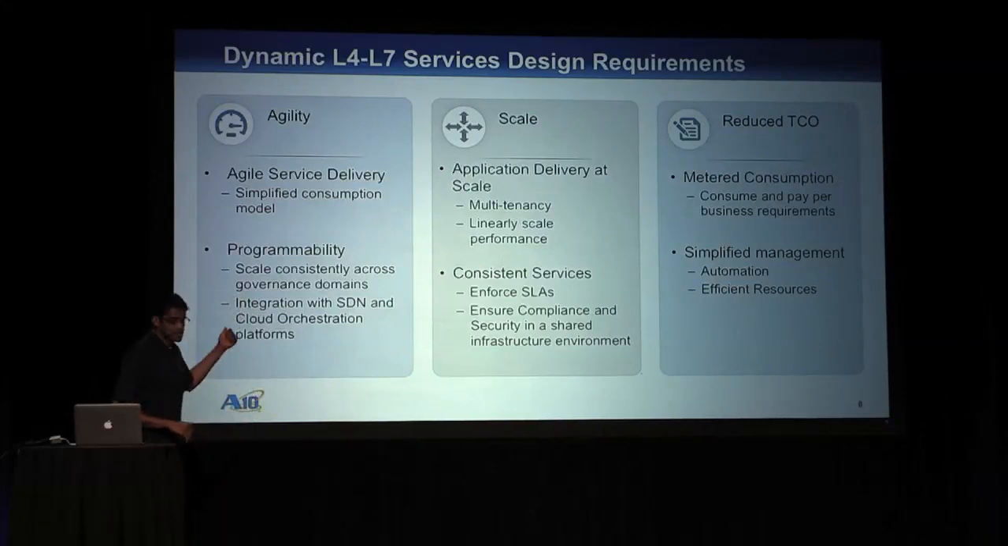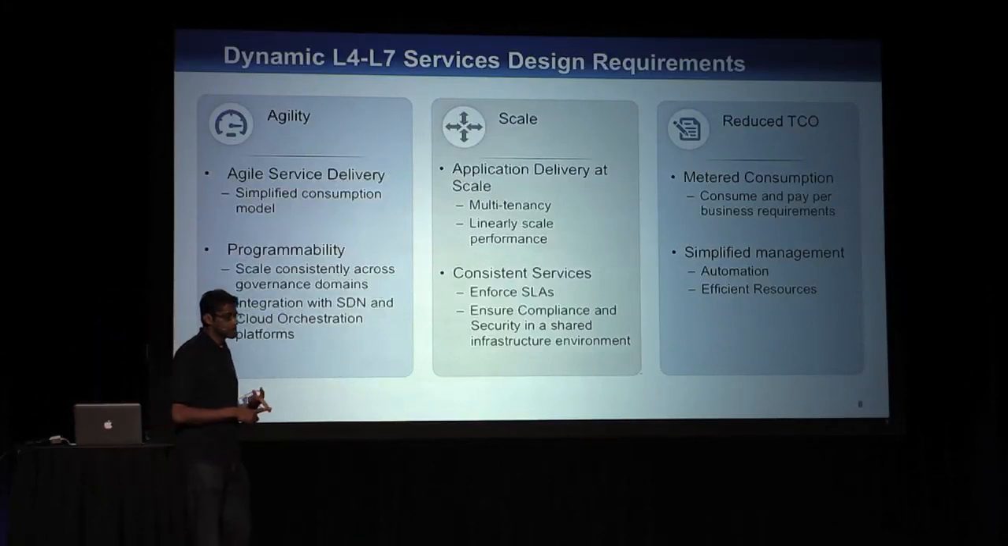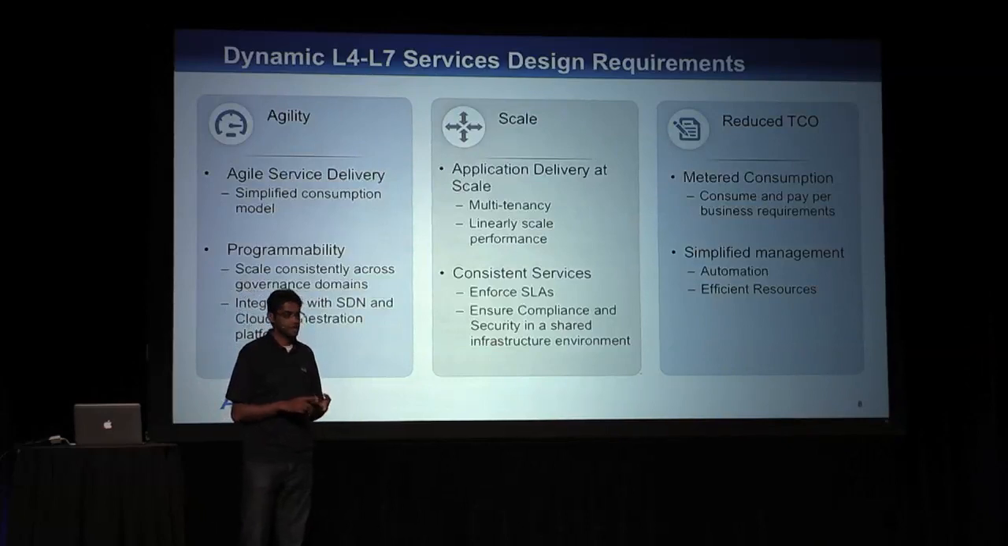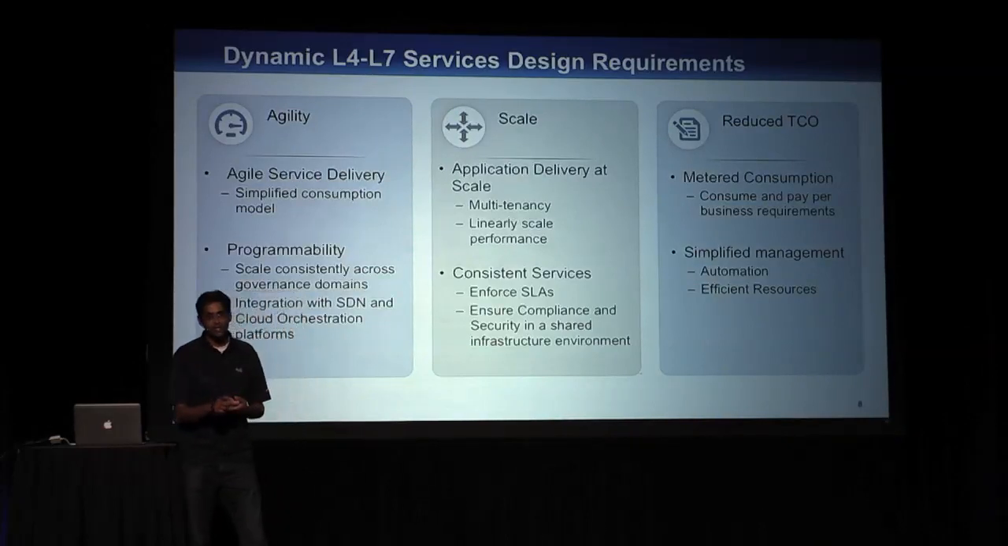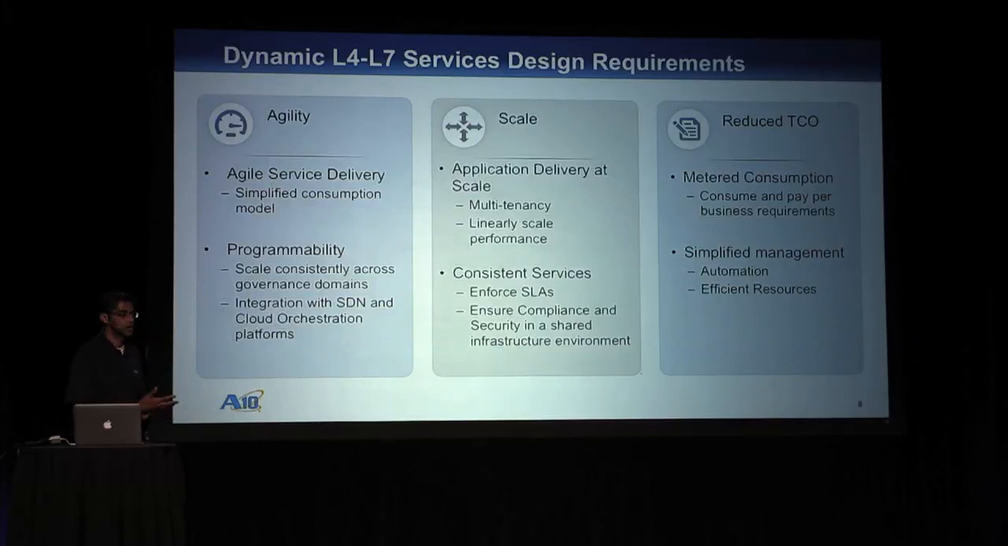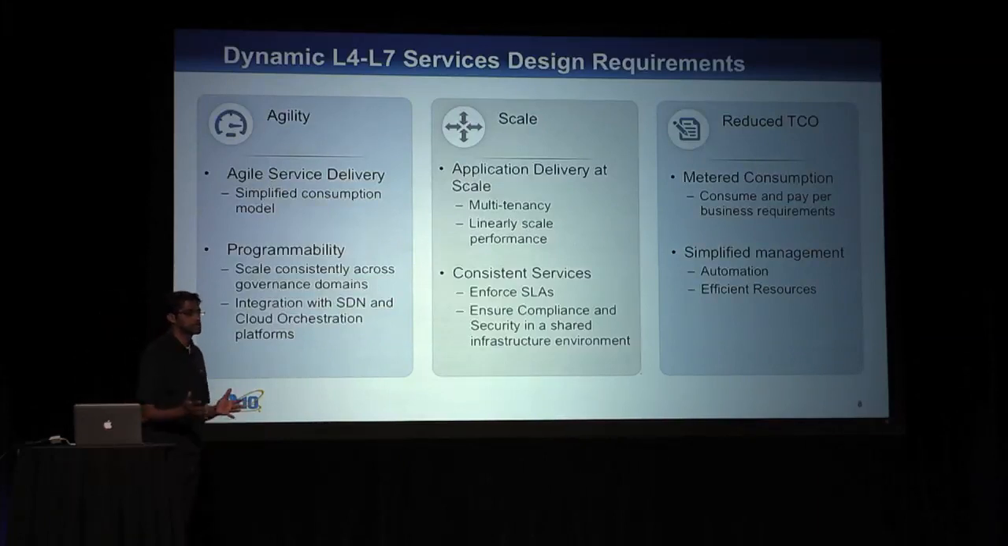So agile service delivery is one of the key design concepts that we have at A10 Networks that provides for a simplified consumption model and programmability. We talked about orchestration and SDN integration, but that's just one aspect. As applications move across governance domains, and as services move across governance domains, you need a portability mechanism which is API-driven, so that you can get that kind of agility across different private as well as public cloud data centers. The other is scale.